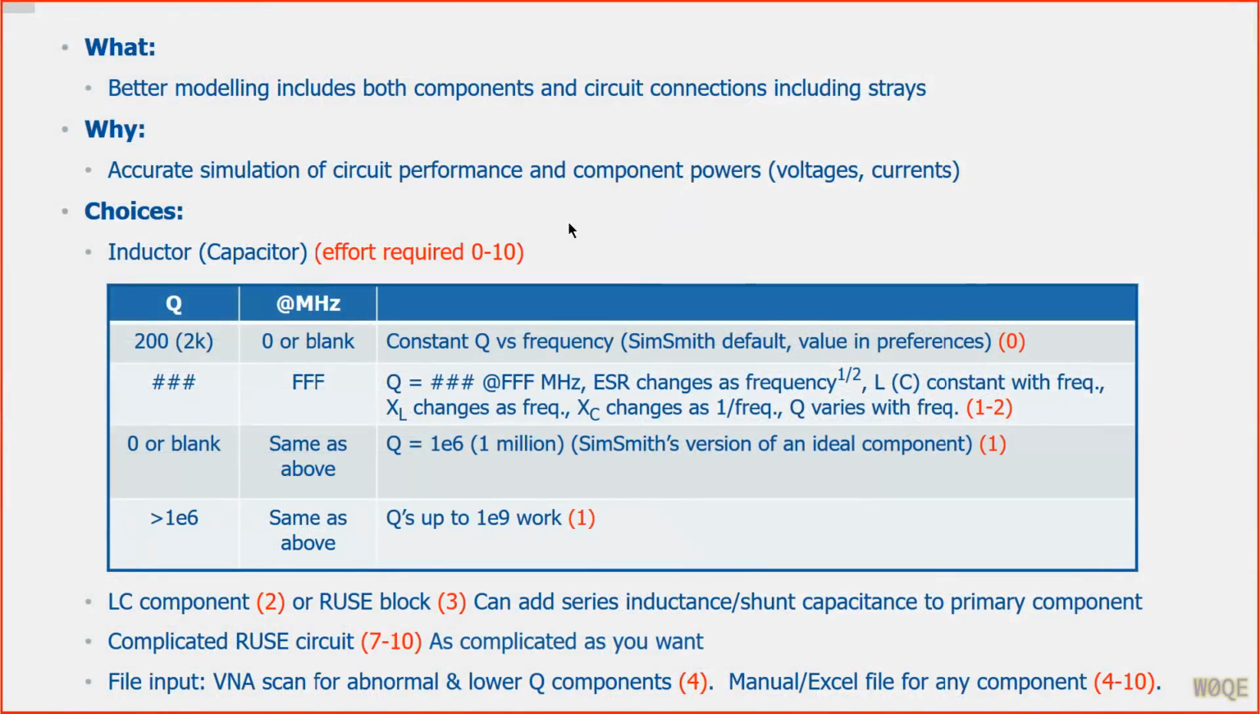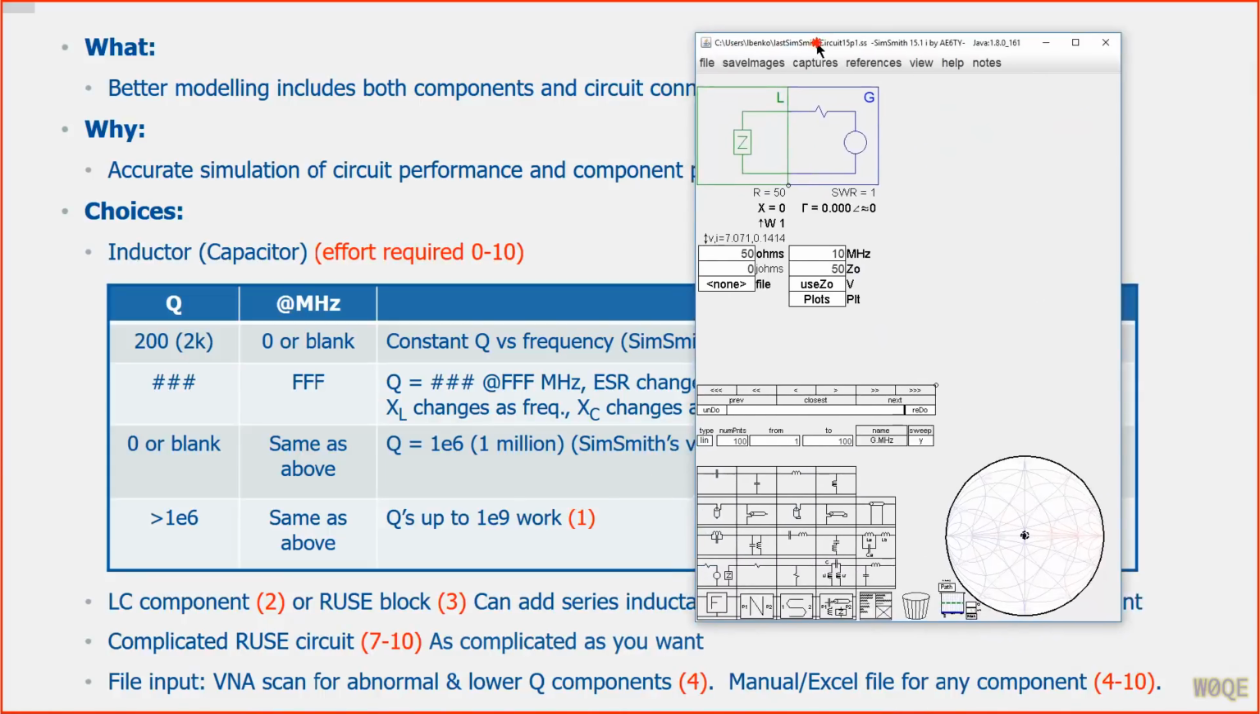So what can SimSmith do to help us model components a little more realistically? I've made a list of things that SimSmith does that are available to us with, in parentheses, some red numbers that are my estimates as to how hard they are to do. And let's start at the beginning. And I'll bring over a copy of SimSmith here.